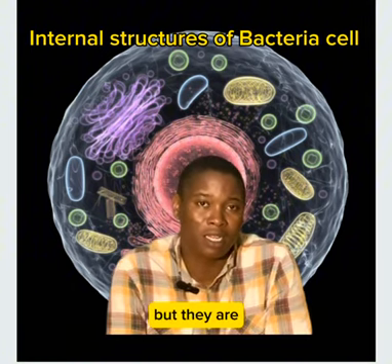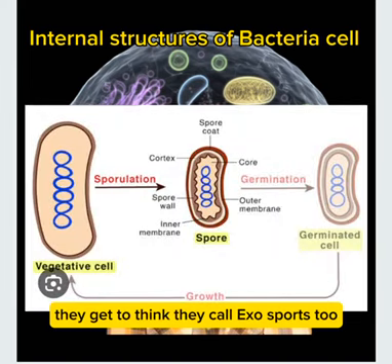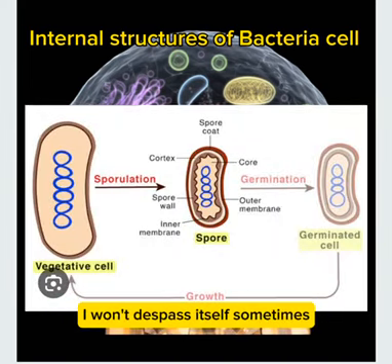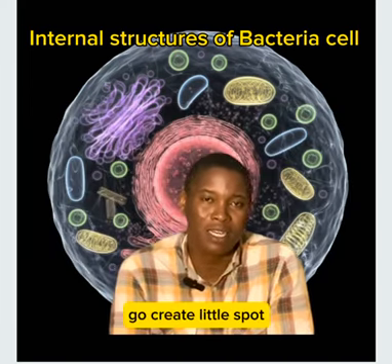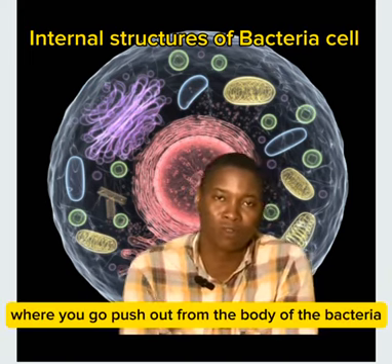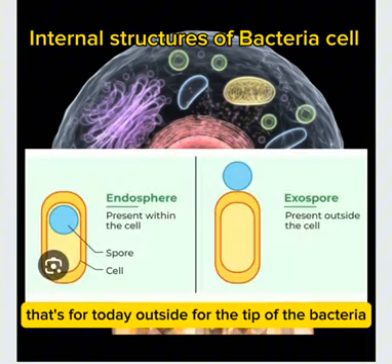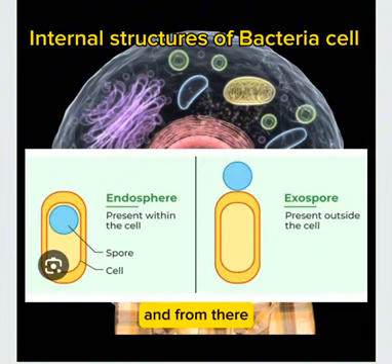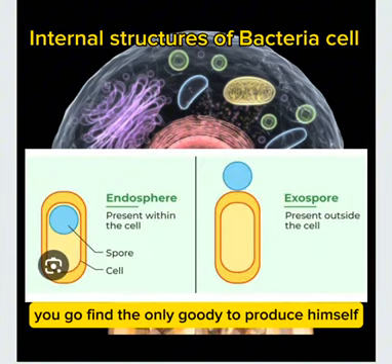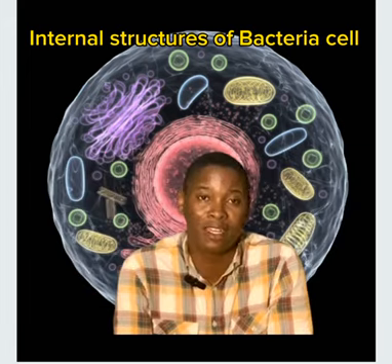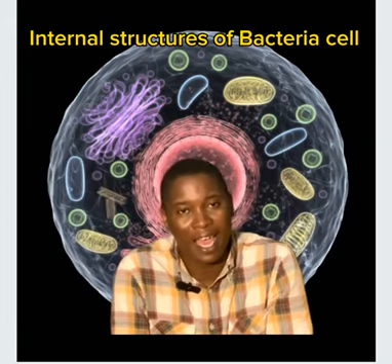Now, sometimes bacteria also have what we call exospores. If bacteria want to disperse themselves, sometimes they create a little spore that they push out from the body of the bacteria. That spore stays outside at the tip of the bacteria, and from there it finds its own way and reproduces itself. So it is important to know that bacteria have both endospores and exospores.